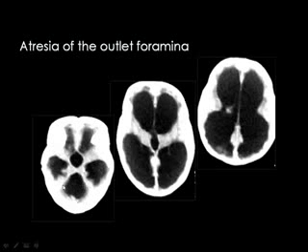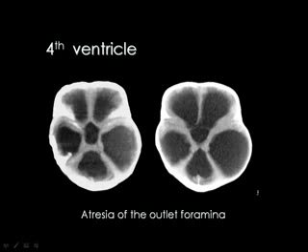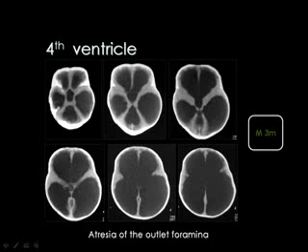You see the fourth ventricle is ballooned, the third ventricle is also ballooned, and both lateral ventricles are markedly dilated. This is the difference between aqueductal stenosis and atresia of the outlet foramina of the fourth ventricle. In aqueductal stenosis, the fourth ventricle is normal, while in atresia of the outlet foramina, the fourth ventricle is ballooned. And this is a case of atresia where the fourth ventricle is ballooned, the third is ballooned, and both lateral ventricles are also ballooned.